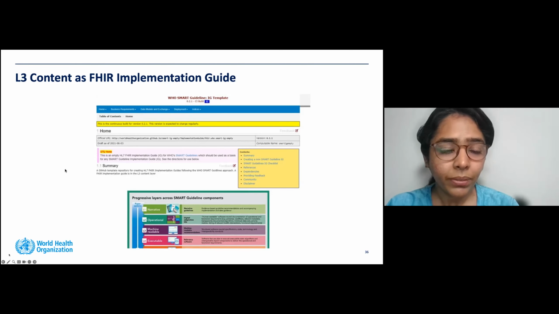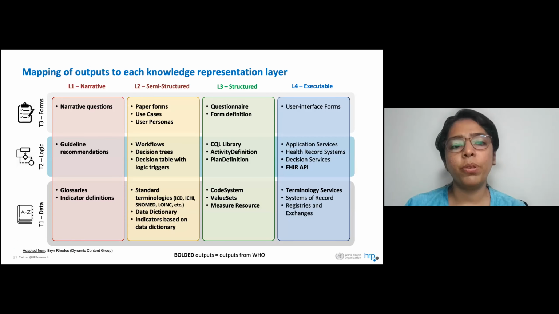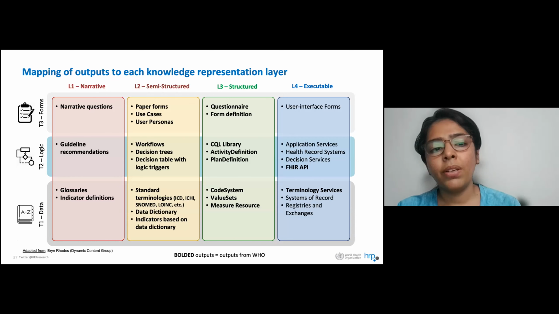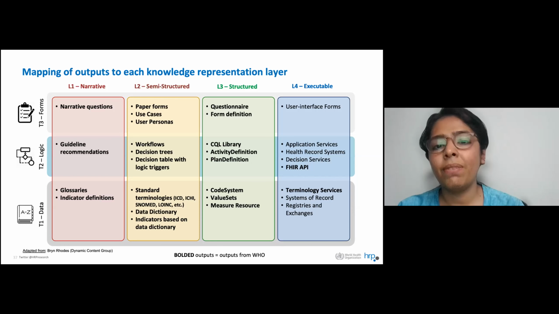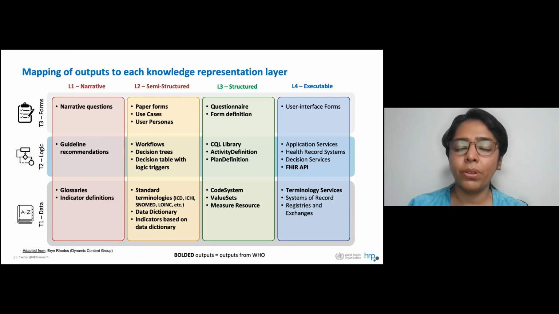Next slide, please. Okay, so this slide lays out the mapping of outputs for each knowledge layer across all the different components. So if the L1 guideline had some narrative questions or guideline recommendations or glossaries or indicators that were defined, then in the L2, the narrative questions would have become some form of use cases, user personas, paper forms, which in the L3, there's a FHIR artifact called questionnaire. We convert those to questionnaires. And then when we have an app, the L4 app can use those as forms or data entry templates on the UI just by loading the FHIR questionnaire.